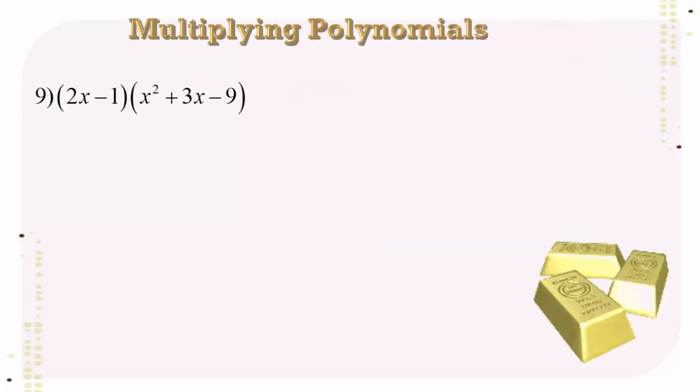In example number 9, we're asked to work out multiplying a binomial by a trinomial. So let's work this out on the whiteboard and see how we can do something like this when we have a situation where we have a binomial multiplied by a trinomial. In example number 9, we have 2x minus 1 times x squared plus 3x minus 9.